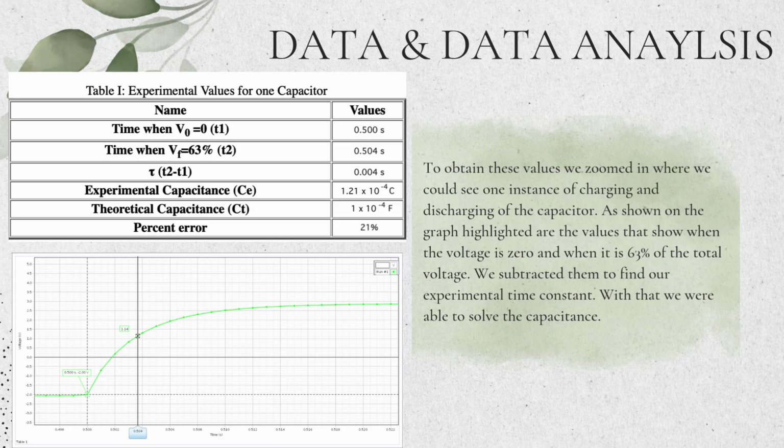From the graph, we could clearly see the capacitor charging, and the voltage rose quickly at first, but then leveled out as it got closer to the maximum value.